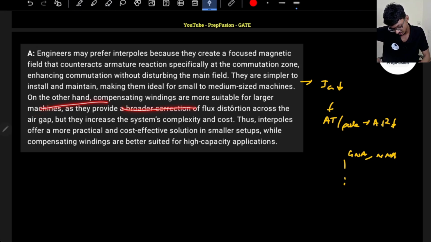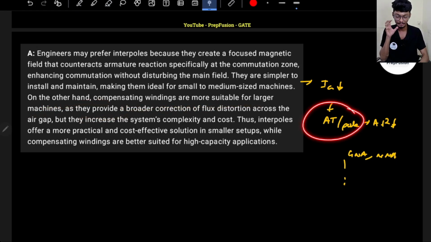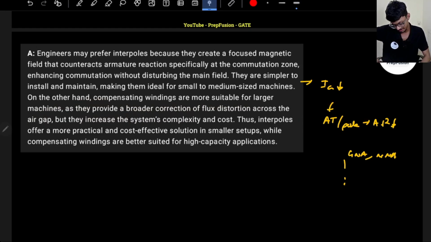On the other hand, compensating windings are more suitable for large machines as they provide broader correction. If the ampere turns per pole is higher due to armature reaction, then I will use compensating windings. If simplicity and cost matter, I will use interpoles for a small machine; for a larger machine, I will use compensating winding.